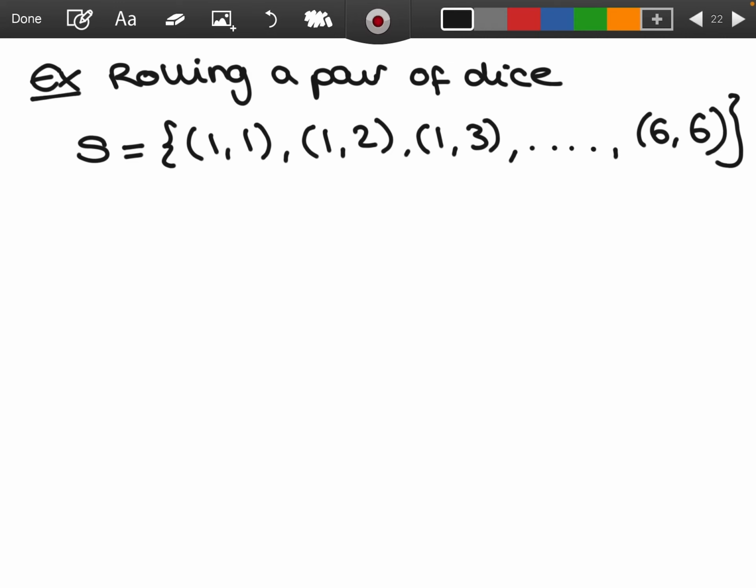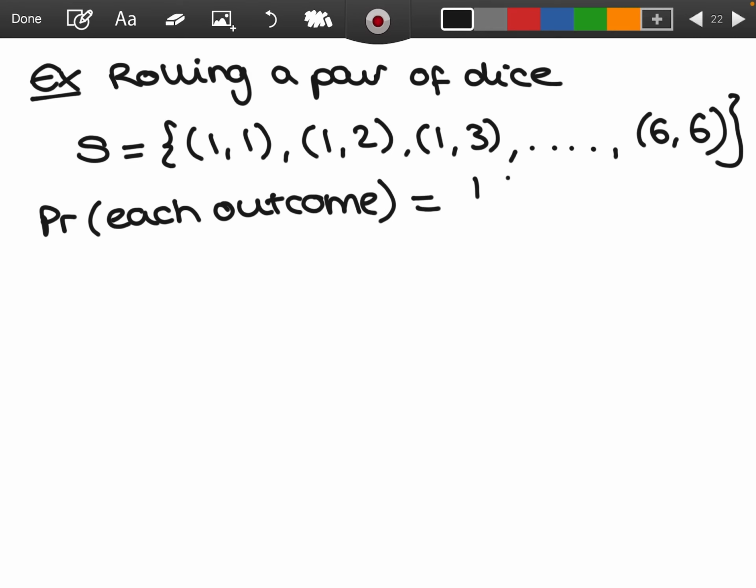The probability of each one of these outcomes occurring is going to be the same. Each one's equally likely to happen. So the probability of each outcome, because each one is equally likely, is 1 divided by the number of outcomes, which is 1 over 36. So the probability of throwing a 1 on the first die and a 2 on the second die is going to be 1 out of 36, so 1 over 36. The probability of throwing 2 1s is going to be 1 over 36.